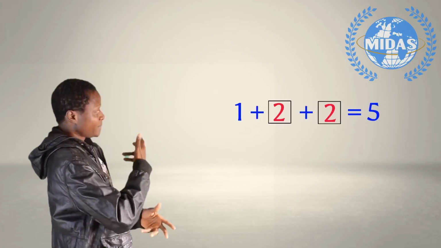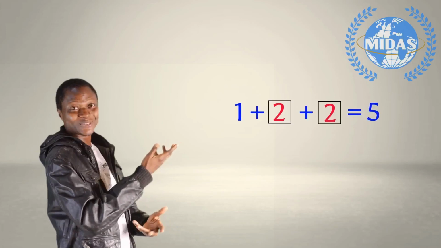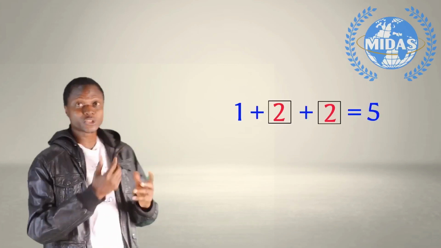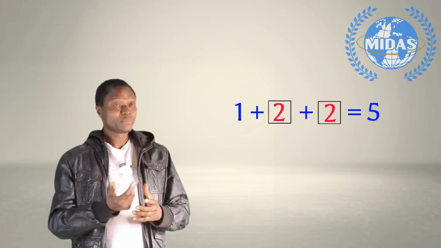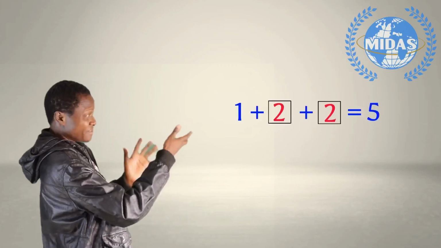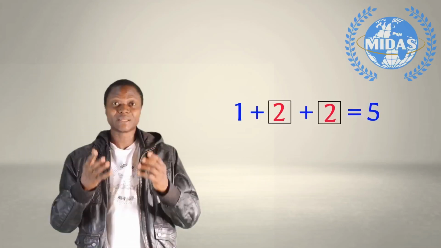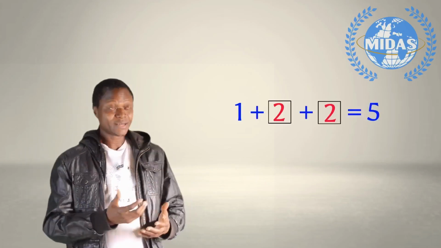2, because 1 plus 2 is equal to 5. So now our variable, which is the box now, is 2. So the answer is 2. Because we already know the answer to be 5 in the equation, but we don't know our variable. And our variable is what we always look for in the equation. All right?